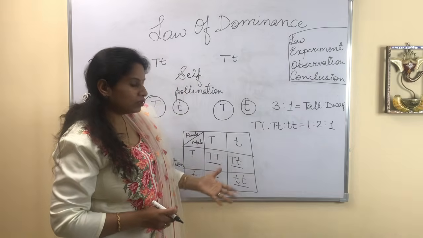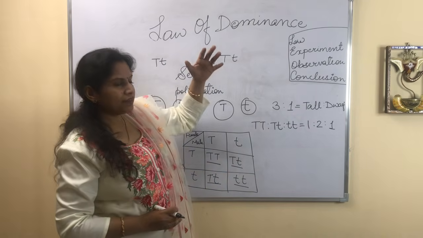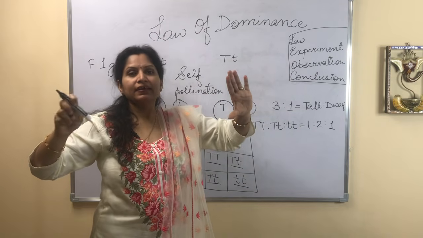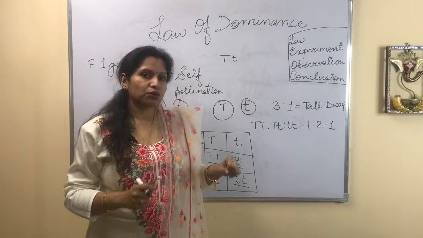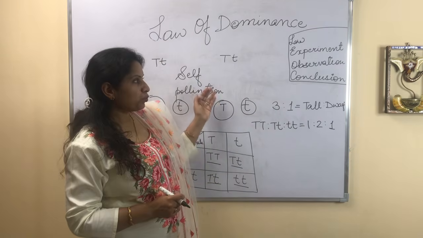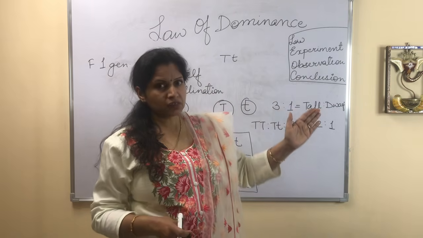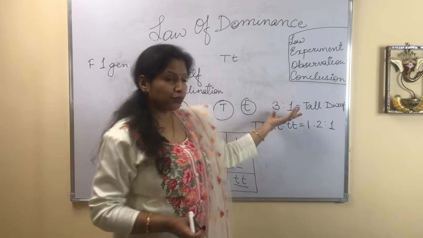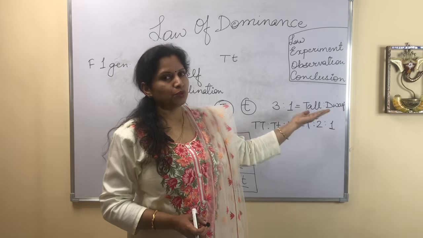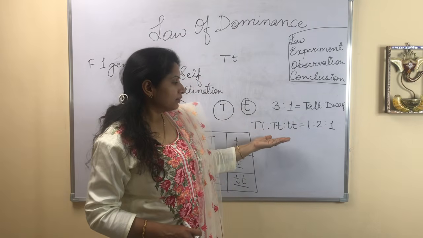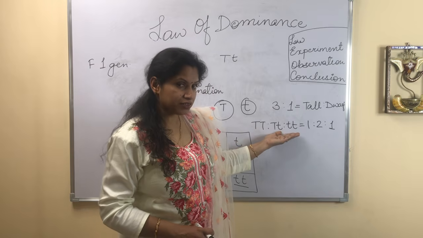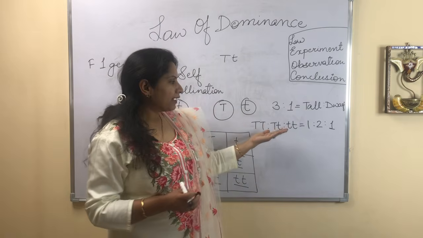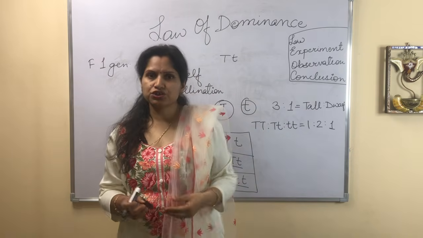Okay, so that was all that Mendel did. You can write experiment and observation as a combined heading, or you can write them separately. So in observations, we will write that Mendel observed that in the F1 generation all the plants were tall. In the F2 generation, out of 4 plants, 3 were tall and 1 was a dwarf plant. And the ratio of capital T capital T, capital T small t, and small t small t was 1:2:1. That was the observation of Mendel.